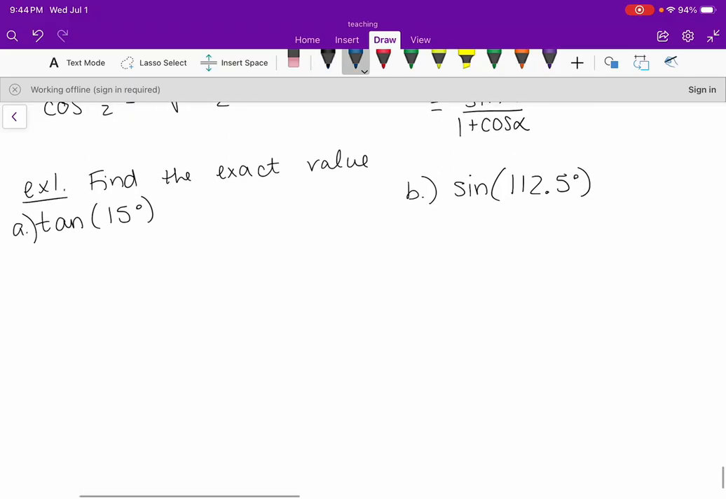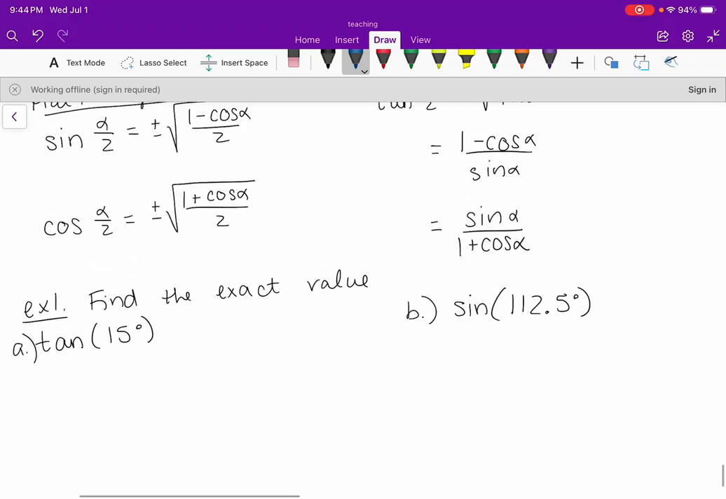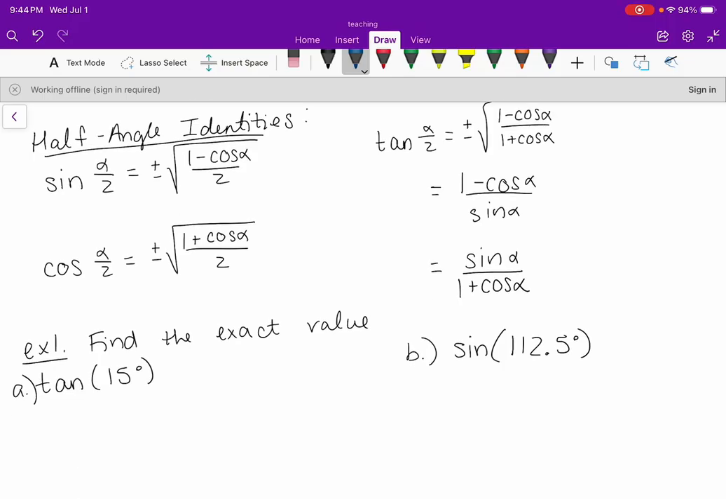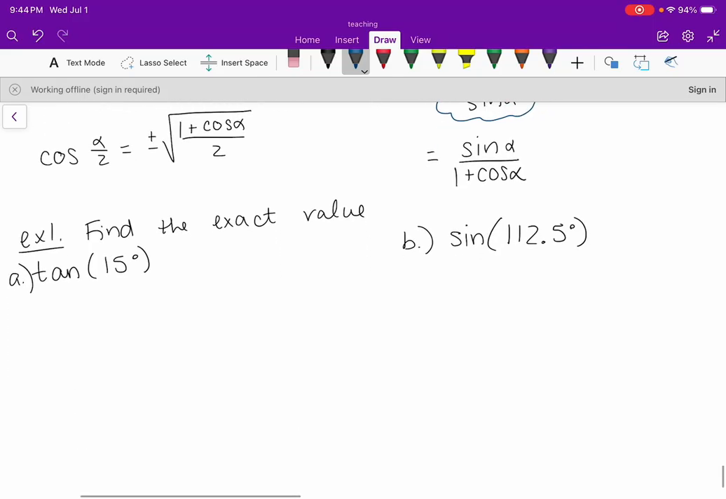So starting off with tangent 15 degrees. If I want to use the half angle identity, I can pick any one of these for tangent alpha over 2. I'll tell you that this one is very easy to simplify for this type of problem. So that's the one that I'm going to work with today. So what I'm going to do is use this identity, and I'm just going to write it out for us. 1 minus cosine alpha divided by sine alpha.